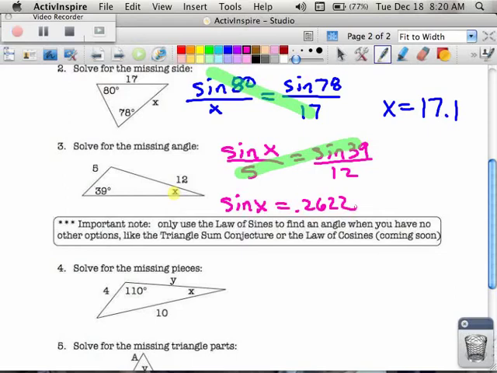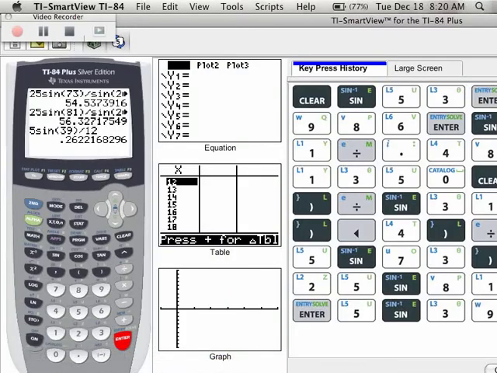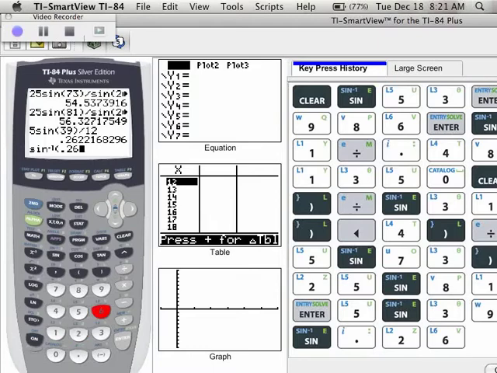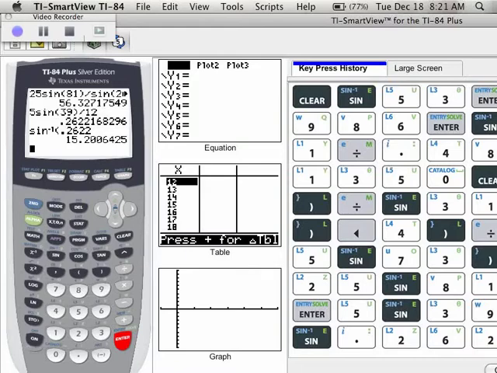And this is not x. This is the sine of x. In order to find your x, you have to do the sine inverse of that. And that's where we hit that second button. So I'm going to go second sine of 0.2622. And I get 15.2.